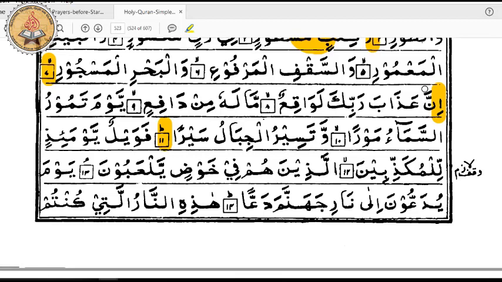Inna azaba rabbika lawaqiun, ma lahu min dafi'in, yawma tamurus-sama'u mawran, wa tasirul-jibalu sayran.